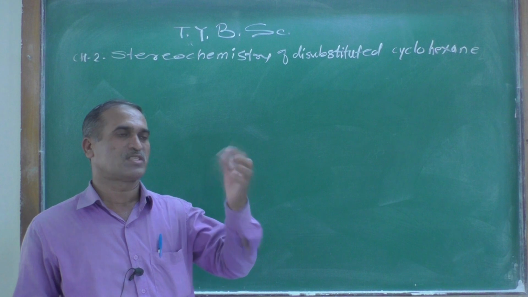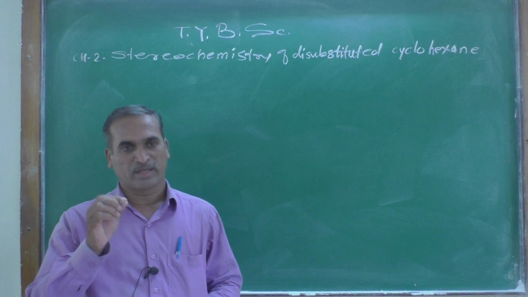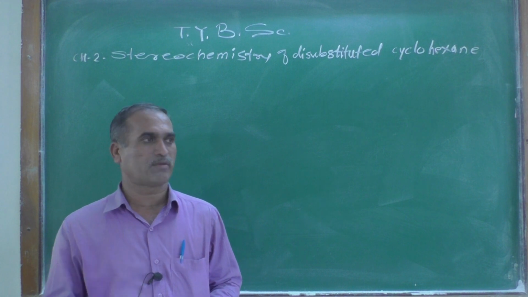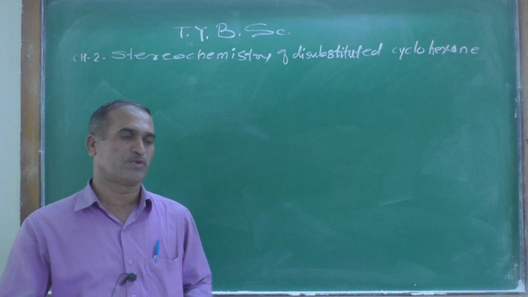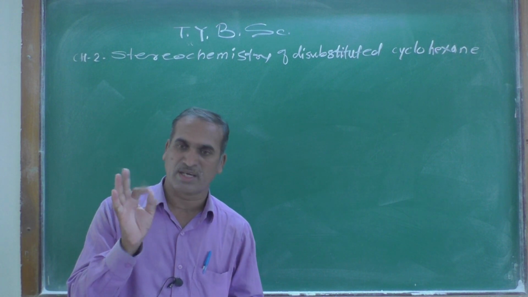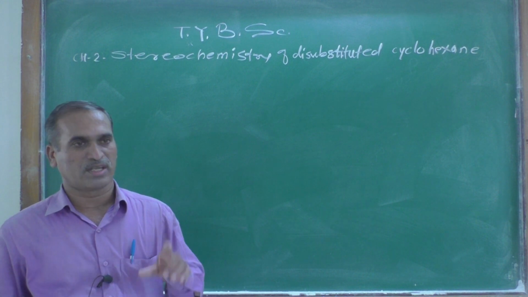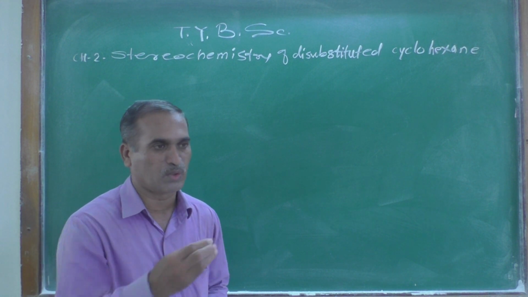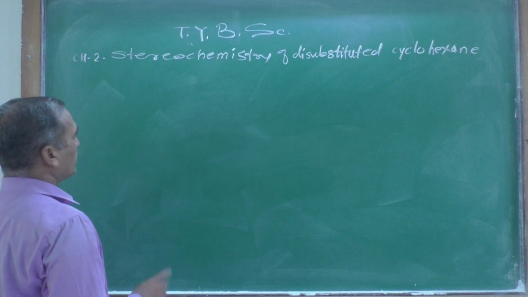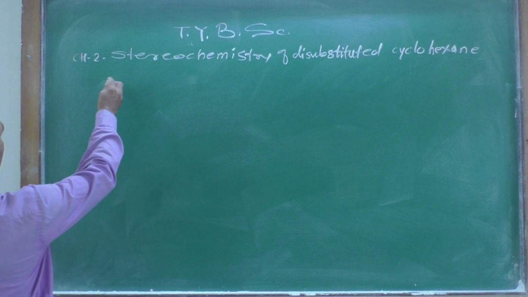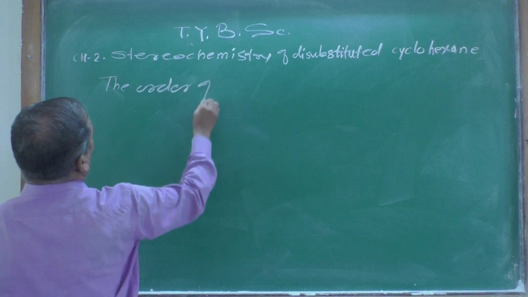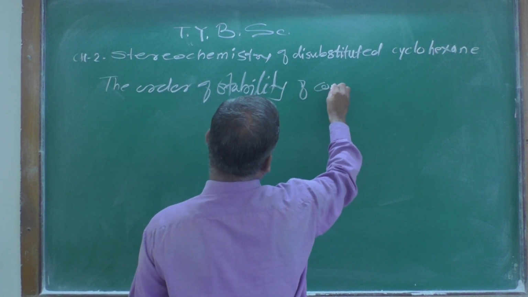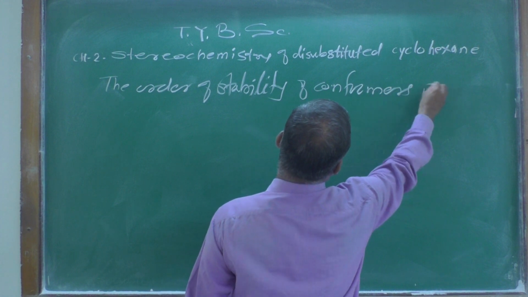Only one methyl group is present at the axial position, and there we found a 1,3-diaxial interaction. At the 1,3 position, whatever hydrogen atoms are there, they are gauche, and that type of interaction is called a 1,3-diaxial interaction. There is no butane-gauche interaction, and by that method we calculated the energy. So today we are going to talk about the order of stability of conformers.